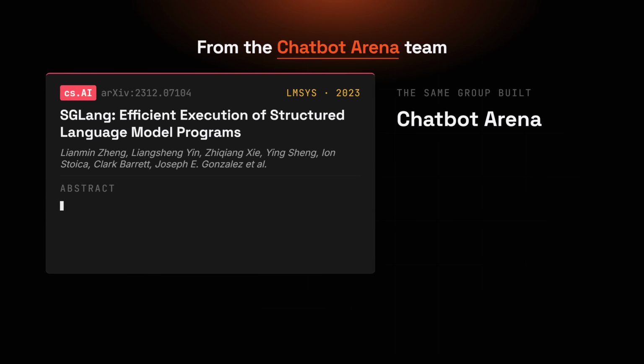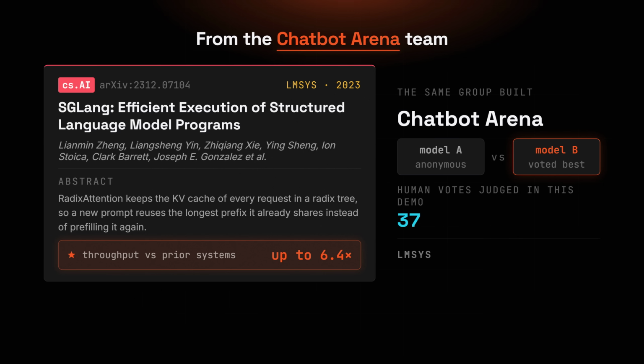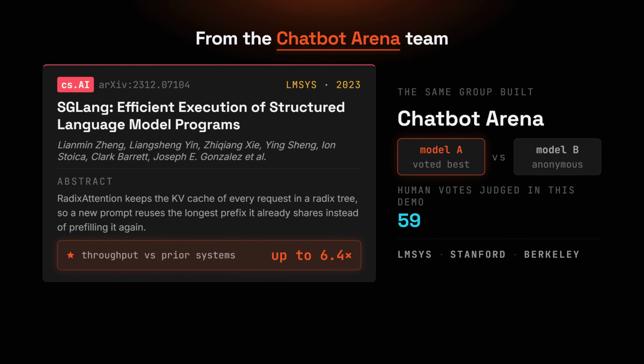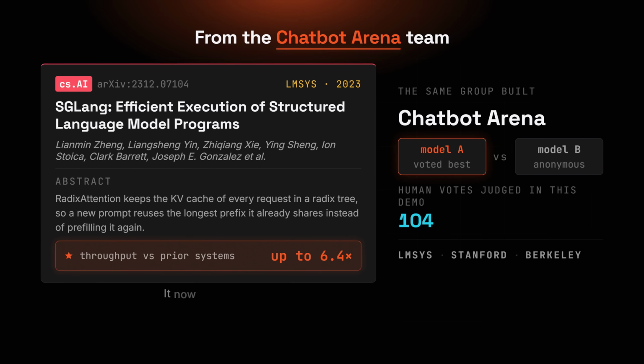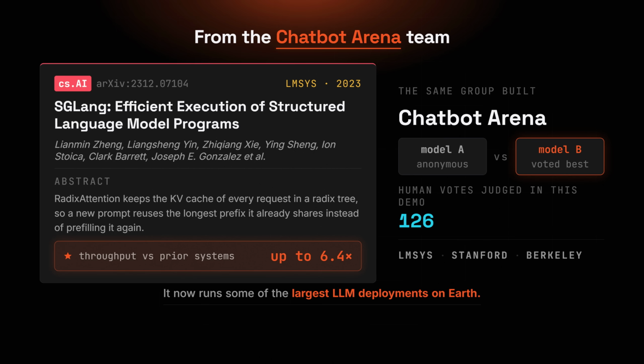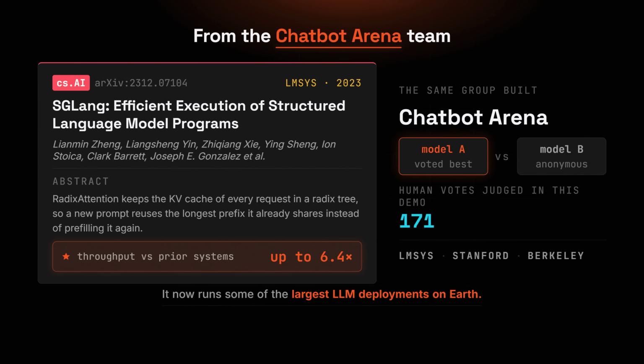This isn't a lab toy. SGLang came out of a 2023 paper by Zheng Sheng and the LM Science Group, the same people who built the chatbot arena, and it now runs some of the largest LLM deployments on Earth. When a fleet has to serve one shared model to millions of users, this is very often what's underneath.